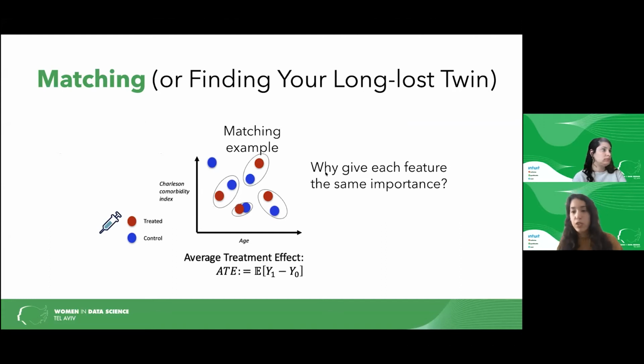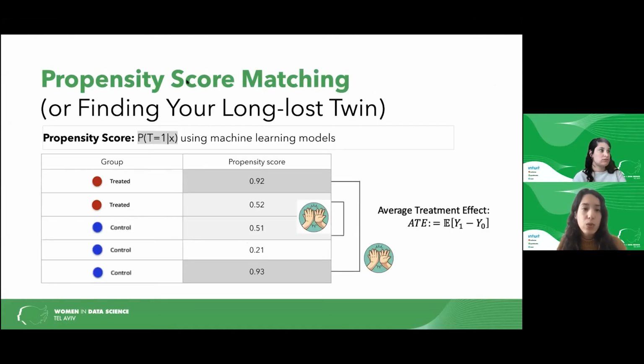But why give each feature the same importance? We have thousands of features, and we don't want to give them all the same importance. So here I want to suggest one of the solutions that works really well for average treatment effect, and is what we call propensity score matching. So in propensity score matching, what we do is we build a model not to predict the outcome, the hospitalizations, but to predict if a patient will be assigned to the treatment, yes or no.